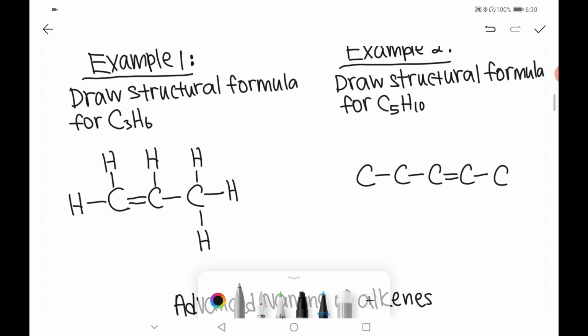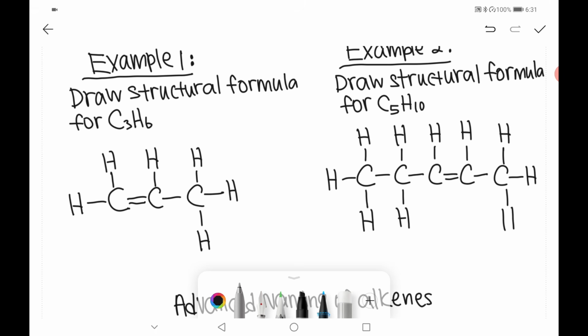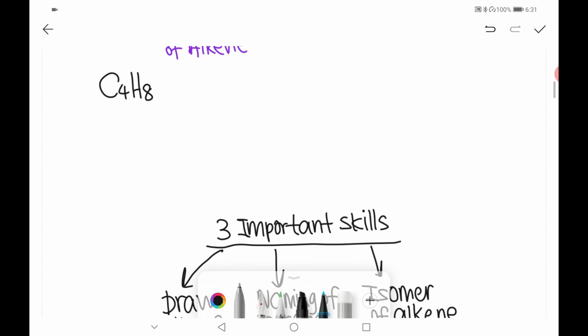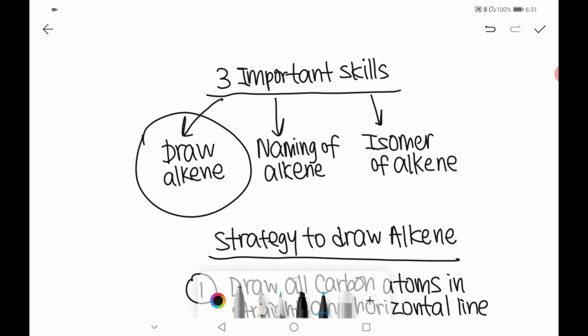After that, make sure every carbon must have the magic number 4 bond. I make sure this carbon got 4 bond, this carbon got 4 bond, this carbon got 4 bond, the next carbon must have 4 bond, and the last carbon must have 4 bond. Just make sure every carbon has 4 bonds. Then we put in hydrogen. Fill in the blanks with hydrogen. By doing that, now we have successfully got the structural formula, the drawing of alkene. So this is everything we need to know to draw your alkene.